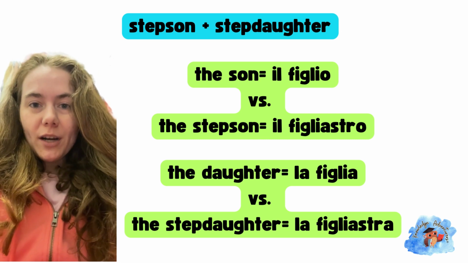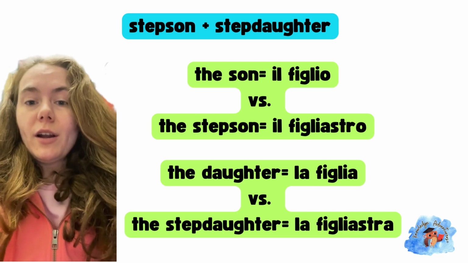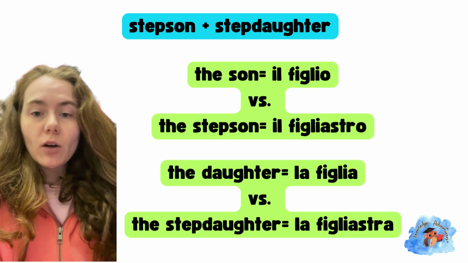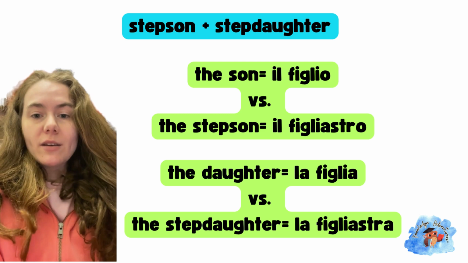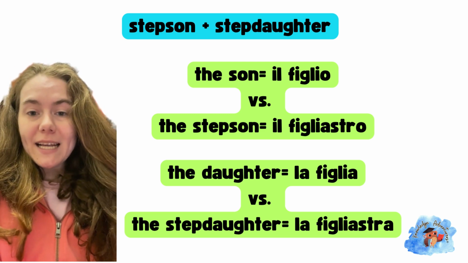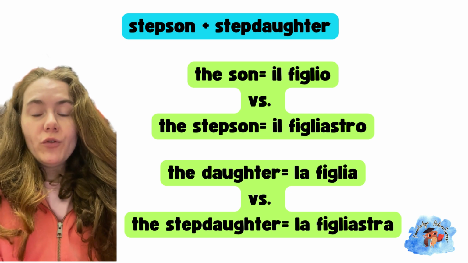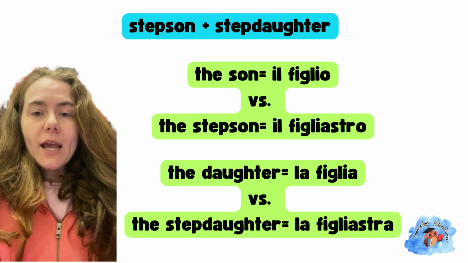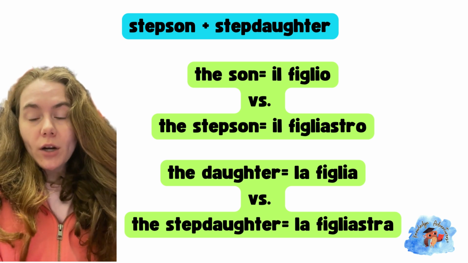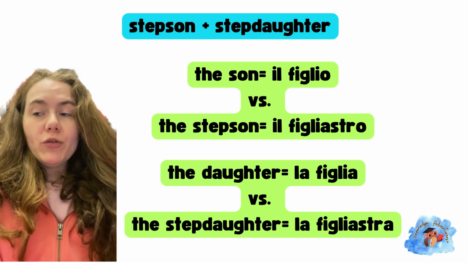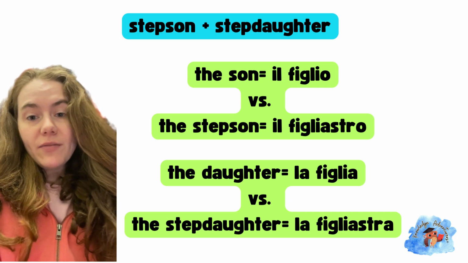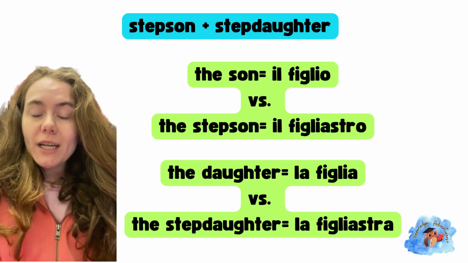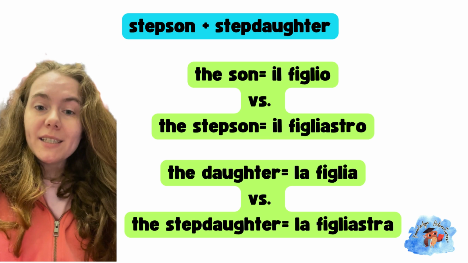Stepson and stepdaughter. Keep in mind what was son and what was daughter. So we had originally son was figlio. So stepson takes that beginning and just adds a bit on. This is going to be filiastro, filiastro. And then stepdaughter, we take the word daughter, filia, and we add a bit more. So filiastra. So la filiastra, the stepdaughter, il filiastro, the stepson.